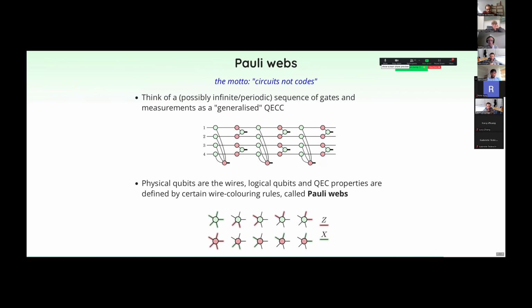And now the physical qubits are still the wires passing through here, like in a normal circuit. But the logical qubits are kind of hiding inside. And the way you can reason about these and also the error correcting properties is defining certain kinds of colorings of this thing called Pauli webs. So the Pauli webs really measure how Paulis will propagate through these diagrams if they're introduced in certain places.